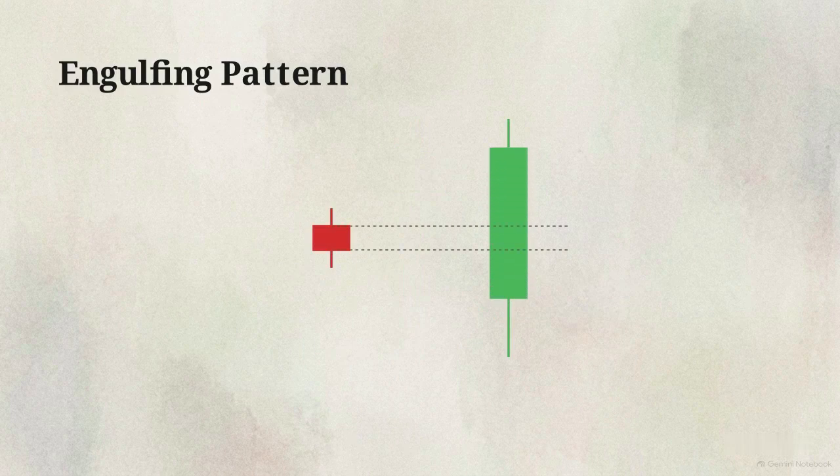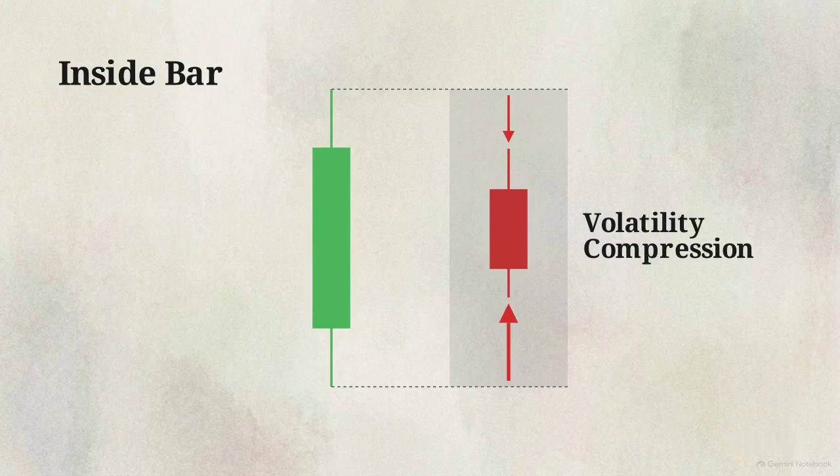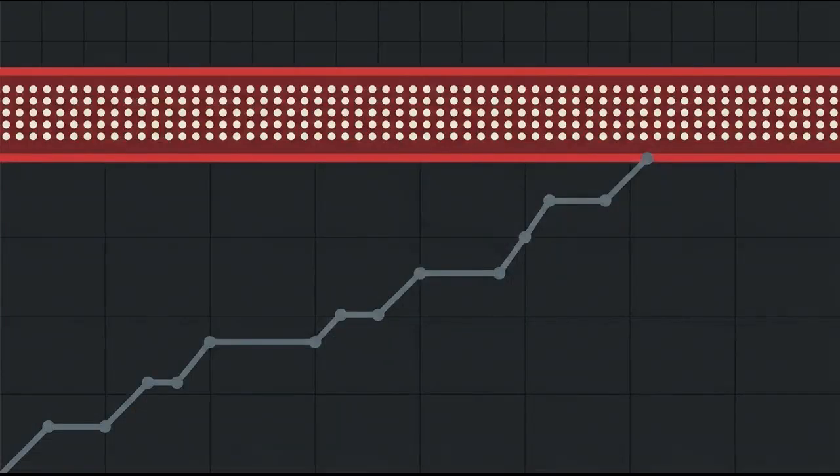A small bearish candle is completely eclipsed by a subsequent large bullish candle, demonstrating immediate demand dominance. The inside bar signals volatility compression. The entire range of the second candle is contained within the first, creating a coiled spring that precedes a directional expansion. Support and resistance function as broad liquidity zones teeming with retail stop orders.